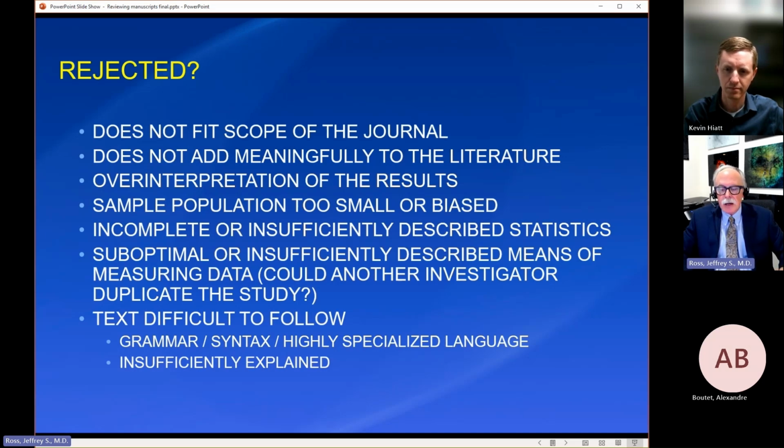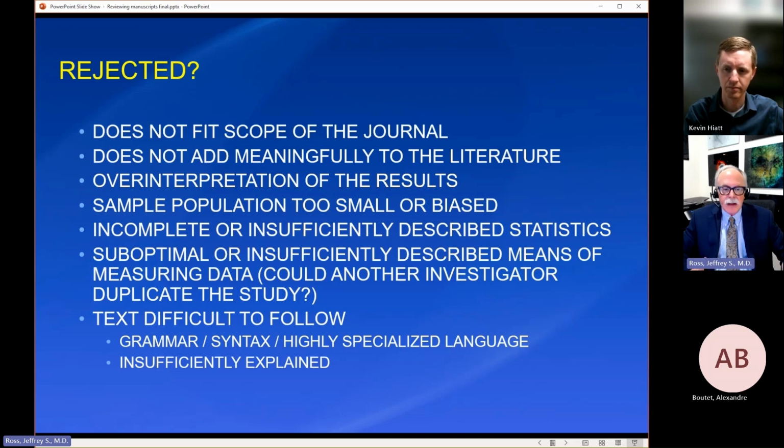overinterpretation of the results is a common one, that you've just gone too far. In the author's mind, they've got a thesis, and they are going to cram the data into that thesis, and they've overextended. That is not uncommon. Sample population may be too small or too biased. Or the statistics are poor.